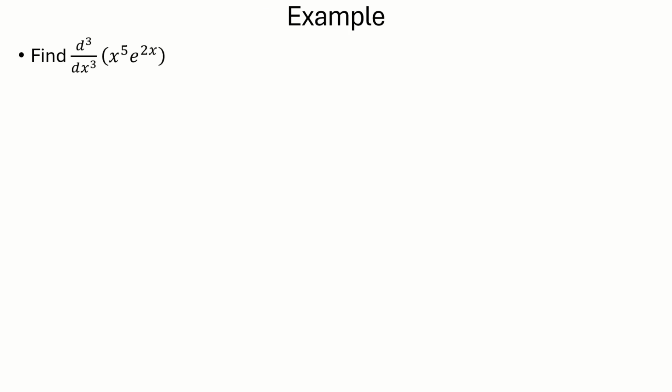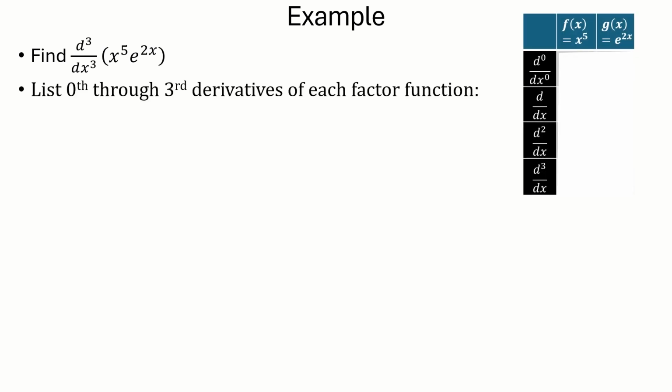Let's do an example now. Let's find the third derivative of the product of functions shown here. To use the Leibniz rule, you can set up a table to hold the derivatives of f and g. We're going to be taking the 0th through 3rd derivatives of f and g, where by 0th derivative we mean don't take any derivative. Once we have those derivatives, we'll compute the sum that appears in the Leibniz rule. Feel free to pause the video and compute these derivatives yourself.